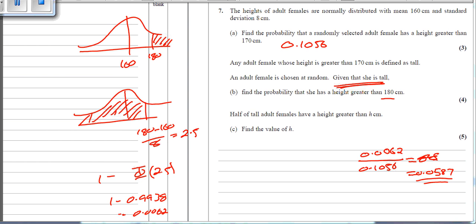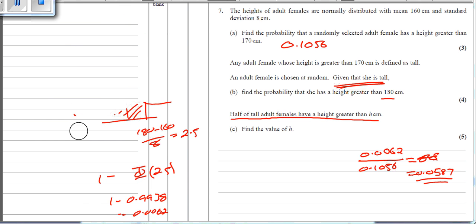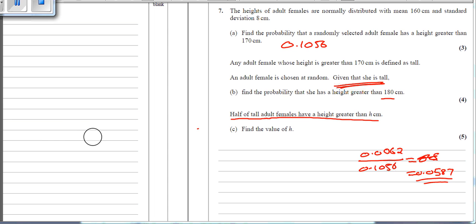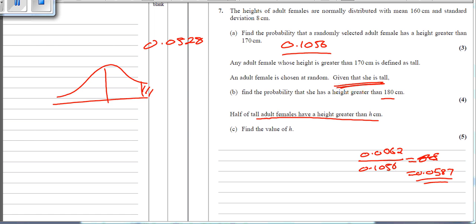Okay, so for part C, half of tall adult females have a height greater than H. The probability that an adult female is tall is 0.1056. So half of that is going to be 0.0528. And we've got to find out what this value is here.